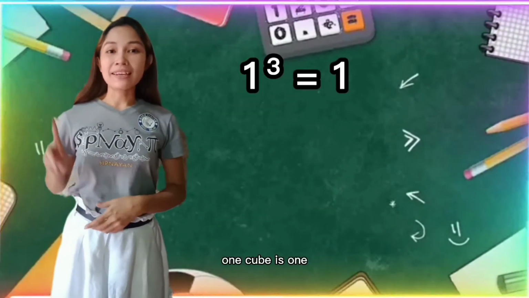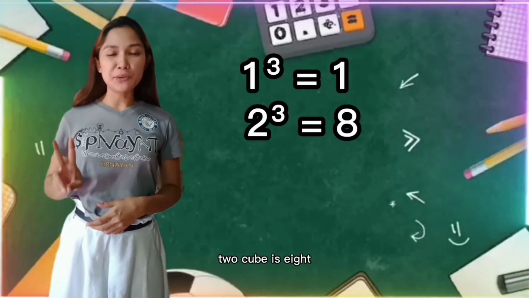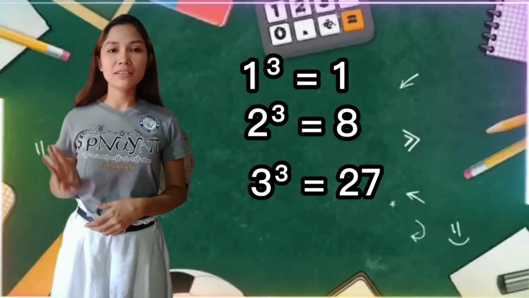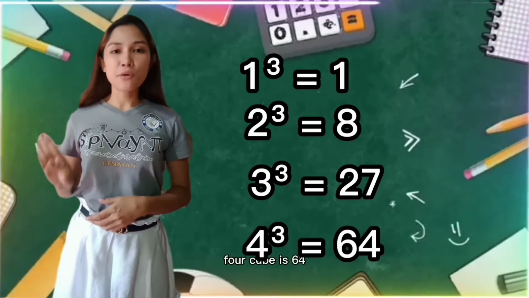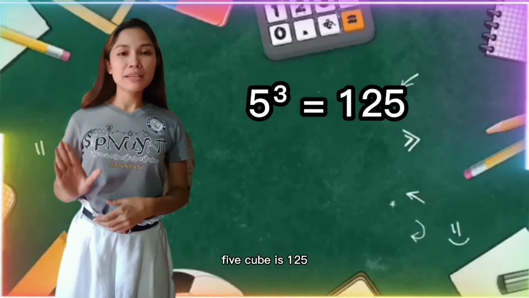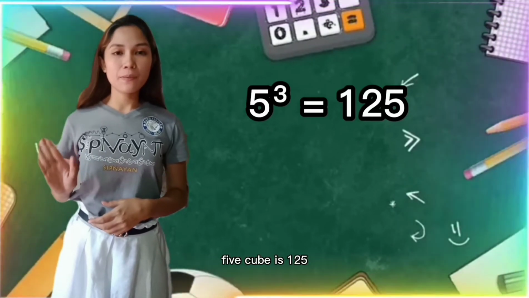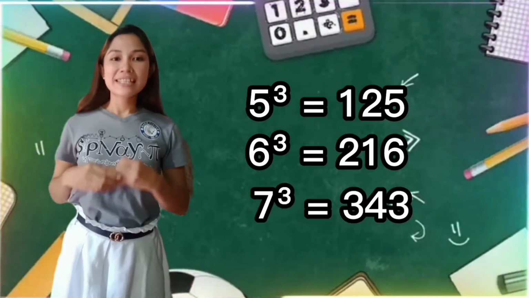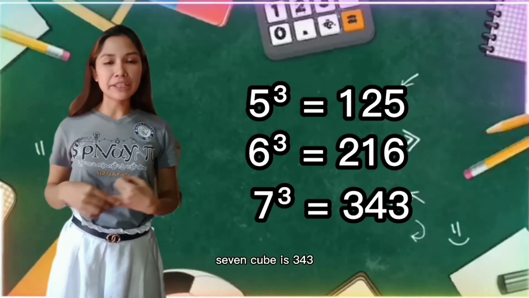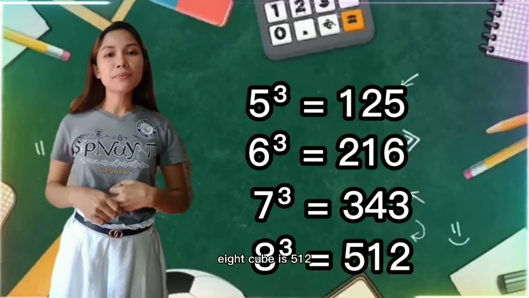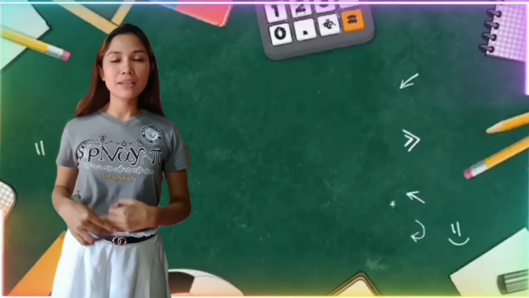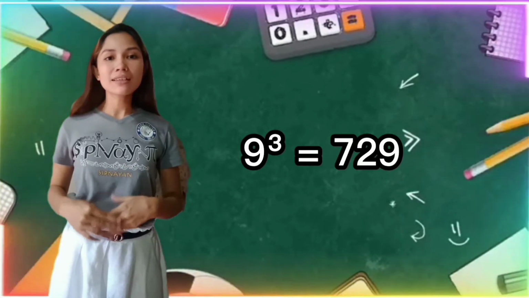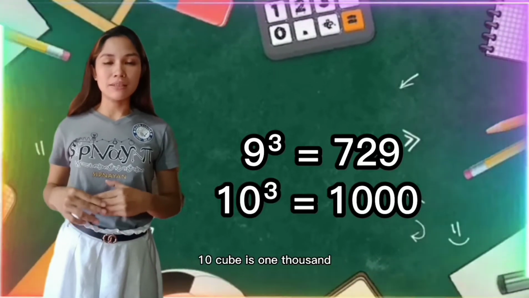1 cube is 1. 2 cube is 8. 3 cube is 27. 4 cube is 64. 5 cube is 125. 6 cube is 216. 7 cube is 343. 8 cube is 512. 9 cube is 729. And finally, 10 cube is 1000.